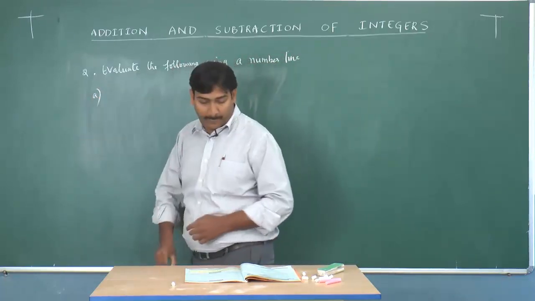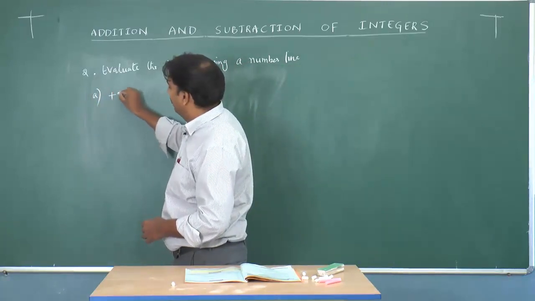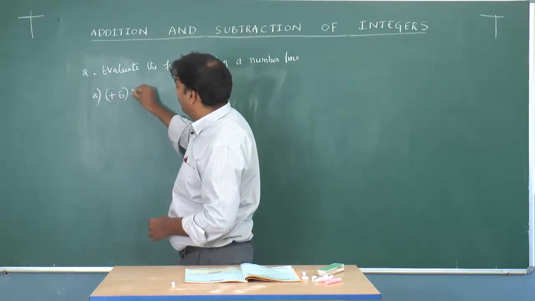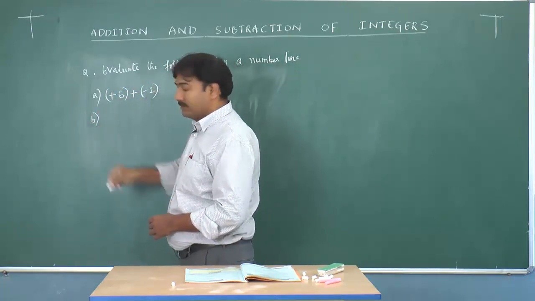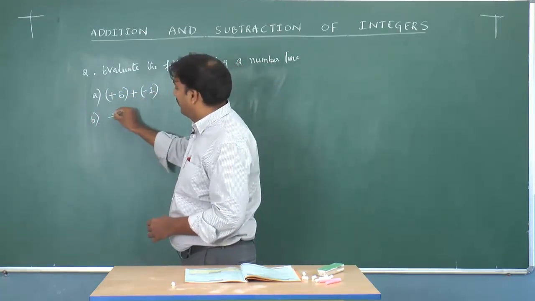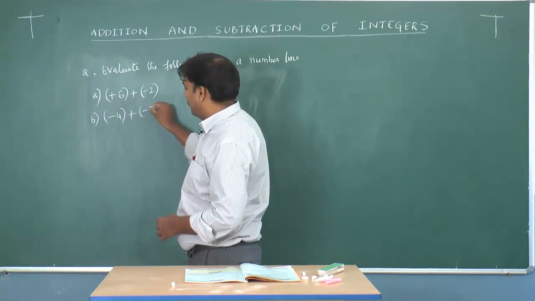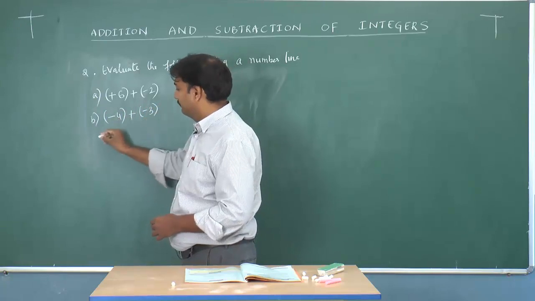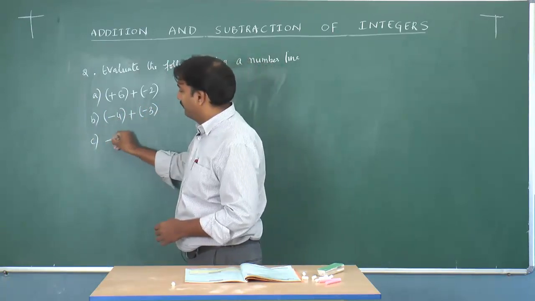The first one, plus 6 plus minus 2. Second one, minus 4 plus minus 3. Third one, say plus 2 and plus 3.